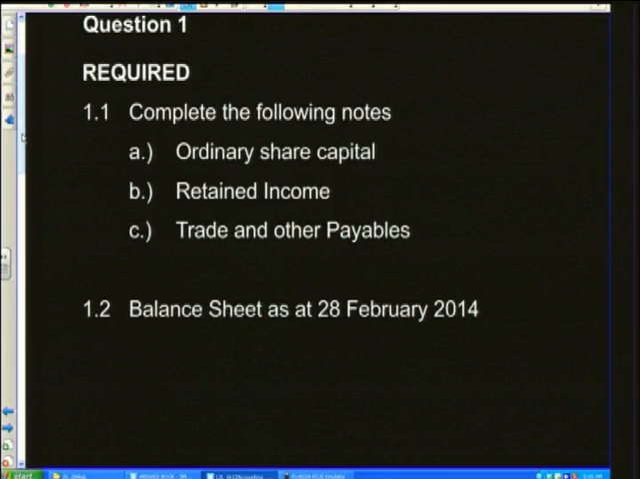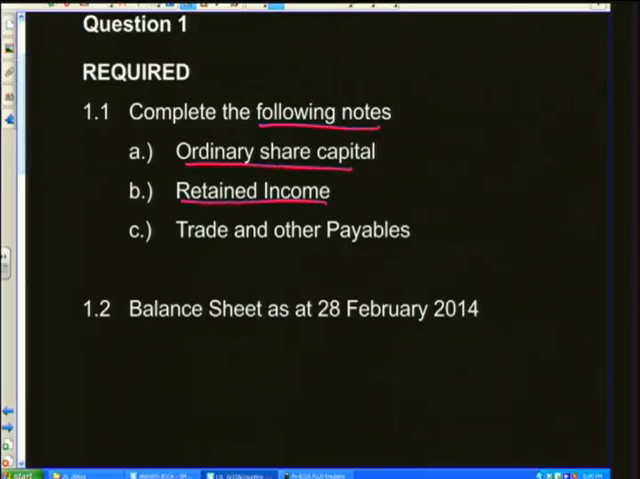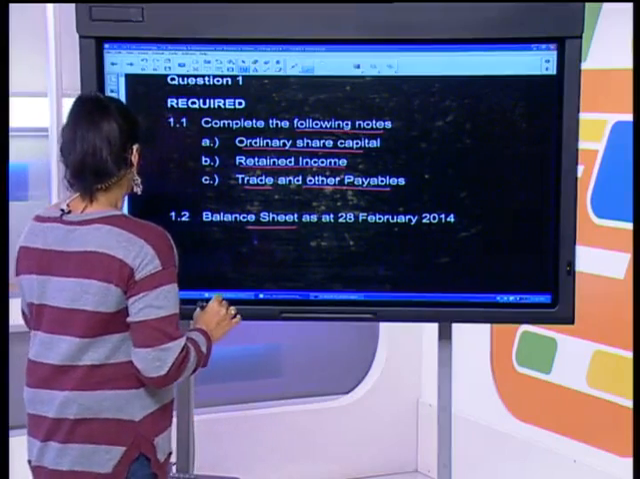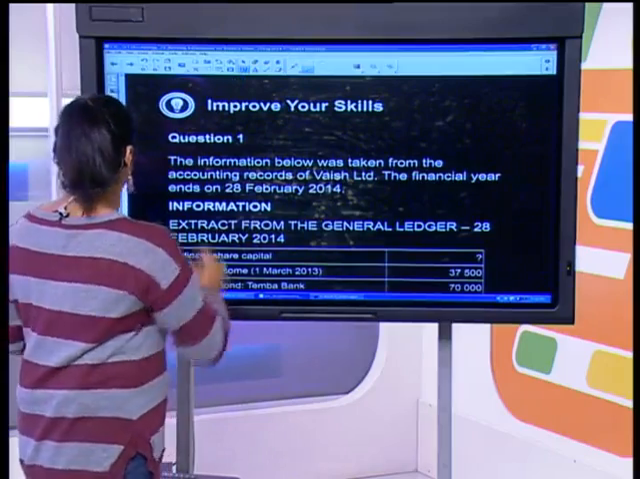Right, guys, let's now move on to today's question that we're going to focus on, which is our balance sheet. And in this particular question, we are going to be completing the following notes: the ordinary share capital note, retained income, and then an additional balance sheet note, your trade and other payables. We're obviously also going to be looking at the balance sheet as at 28th of Feb 2014, but remember, guys, today's focus is understanding your adjustments. So let's look at our information.